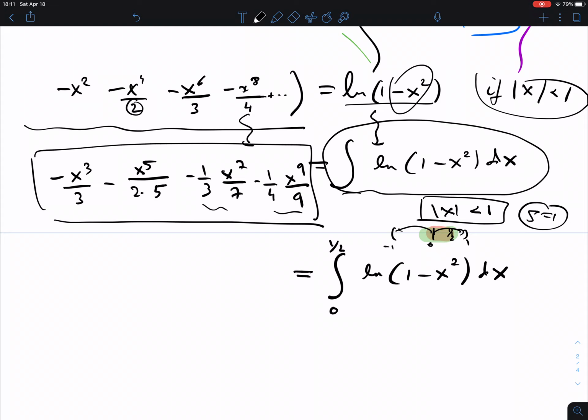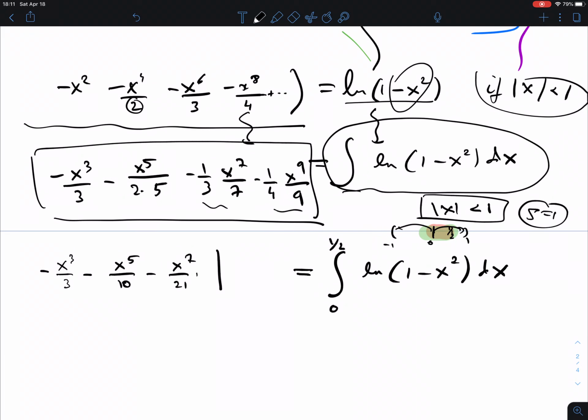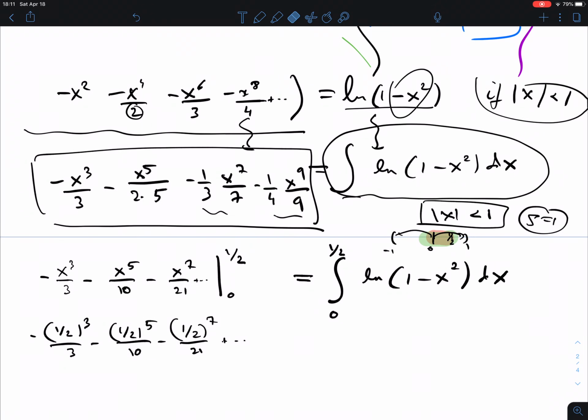So this means now I'm going to take this function here, minus x cubed over 3, minus x^5 over 10, minus x^7 over 21, and let me only do 3 terms. And there's more here, plus, plug in 0.5. Now, plugging in 0 is easy. I have to plug in a half, so it's minus a half cubed over 3, minus a half to the power 5 over 10, minus a half to the power 7 over 21, plus dot, dot, dot, minus, well, don't plug in 0, but that's all 0. And let me no longer write this anymore. So this is now equal to this integral.